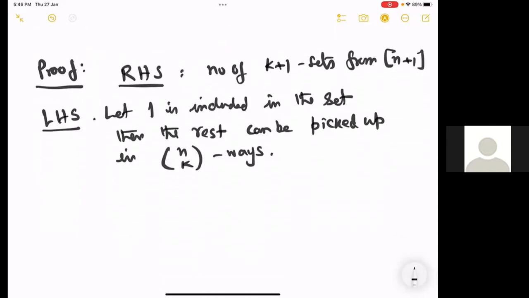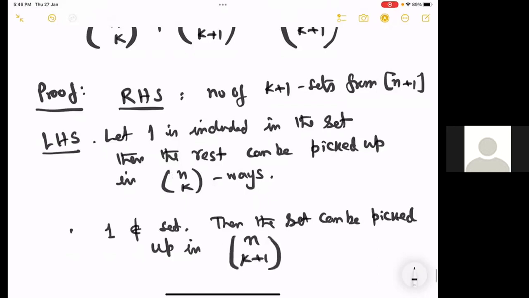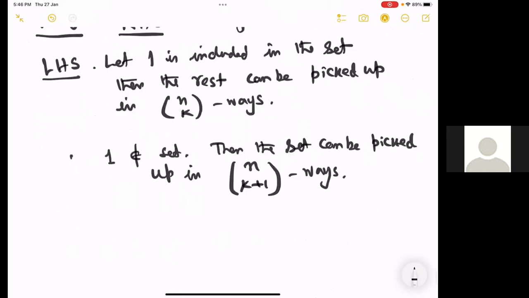This is case 1, and case 2: 1 is not in the set. Then we remove 1 and pick the k+1 size set from the rest. Then the set can be picked up in n choose k+1 ways. So we count the same thing, right? Because the right hand side has all the sets which may or may not contain the element 1, and on the left hand side we exactly counted them. That's the proof. So counting in two different ways.